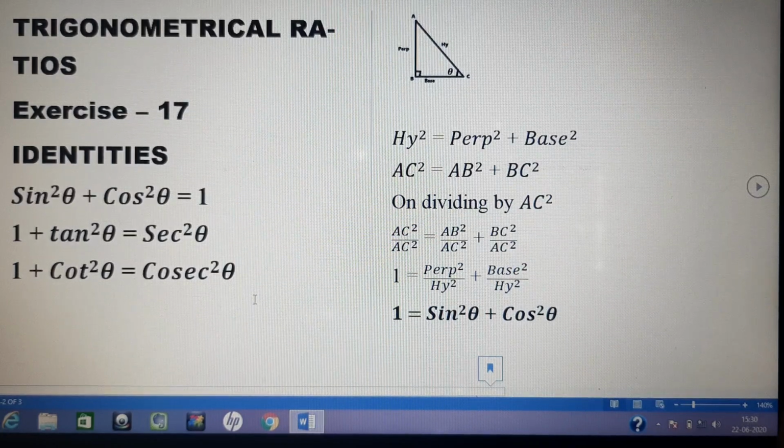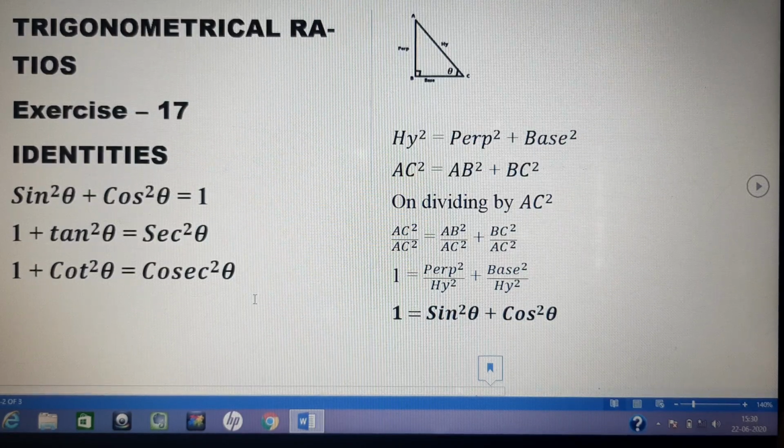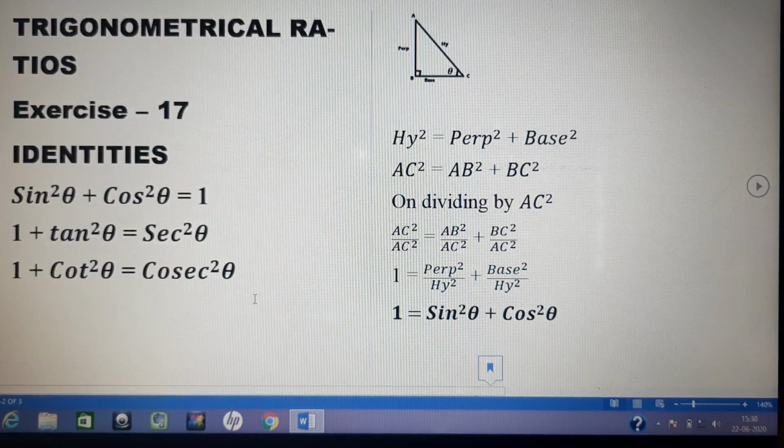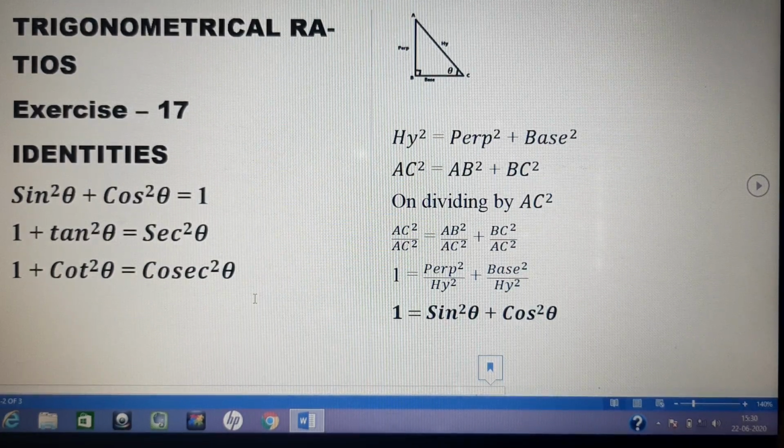Clear? So you need to learn all these three identities. They'll be used in class 10th also. So you have to learn them by heart. You need to understand the application of all these three identities very well. Okay, we'll be doing it in the next class.